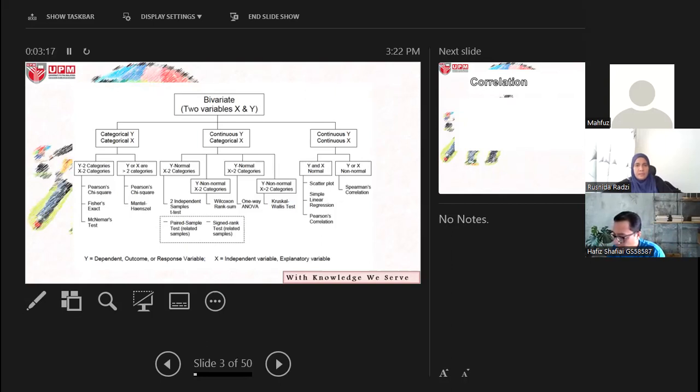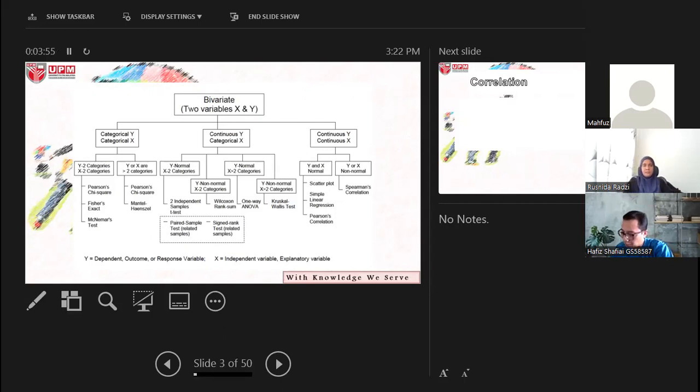If your DV is normal, and your IV consists of two categories, then you can apply the two independent sample t-test. You can apply either the paired sample t-test or the signed rank test. Either one, both are fine. And then if you have a non-normal DV, because your DV is continuous data but it is non-normal, then you can apply the Wilcoxon rank sum analysis.